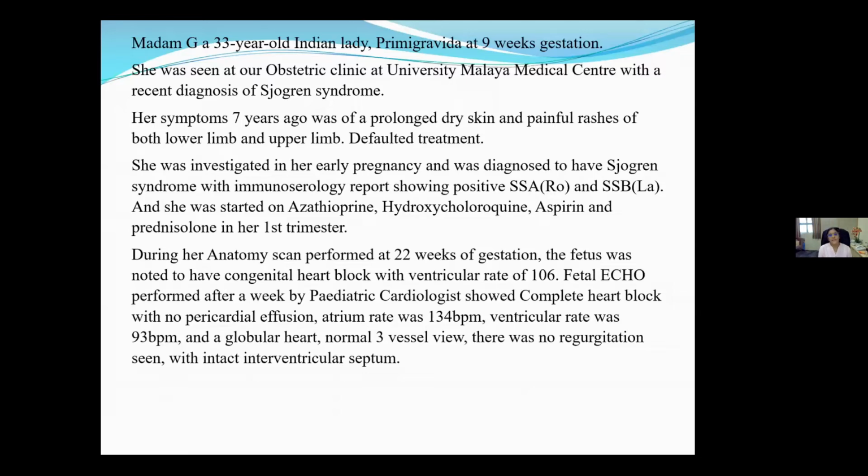During her anatomy scan performed at 22 weeks gestation, the fetus was noted to have congenital heart block with a ventricular rate of about 106. Initially, it was type 2 heart block. So we discussed with the rheumatologist and planned to admit her and start her on IV immunoglobulins. However, the patient refused treatment and defaulted and went back.